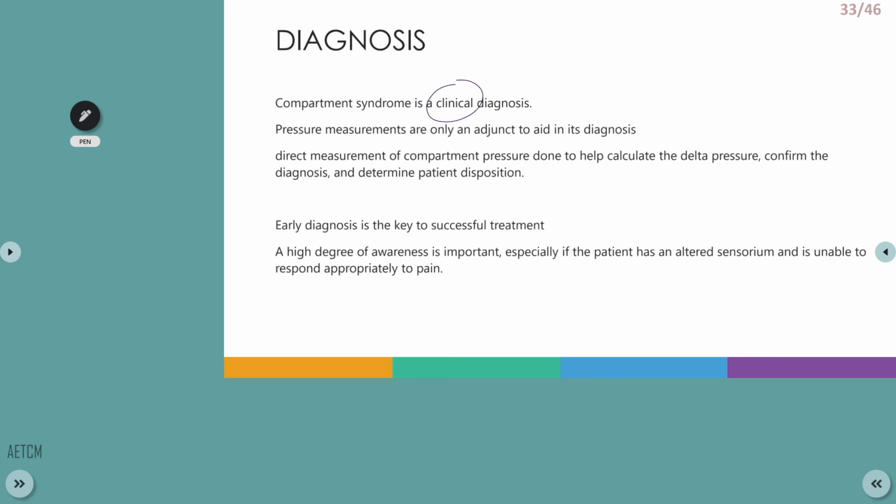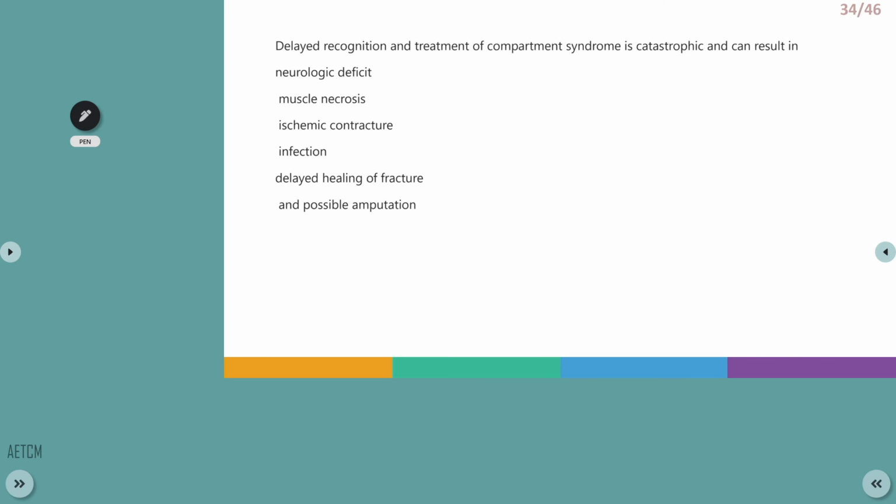Early diagnosis is very important in such patients, because if we are late in diagnosing compartment syndrome, the nerves will get damaged. There will be neurological deficit, muscle necrosis, ischemic contractures can develop, there can be infection, delay in healing of the fracture, and because of the neuromuscular or neurovascular damage, the patient can ultimately go into complete irreversible damage and might require amputation also.